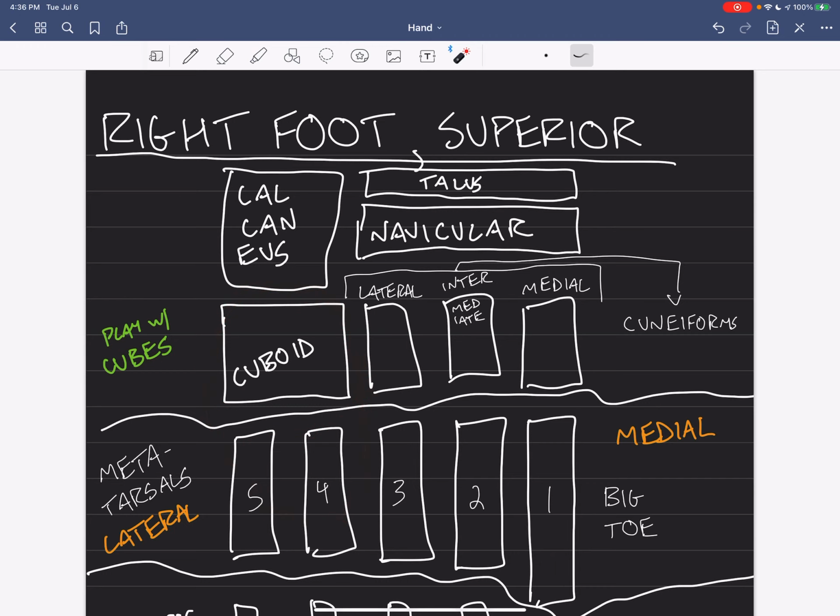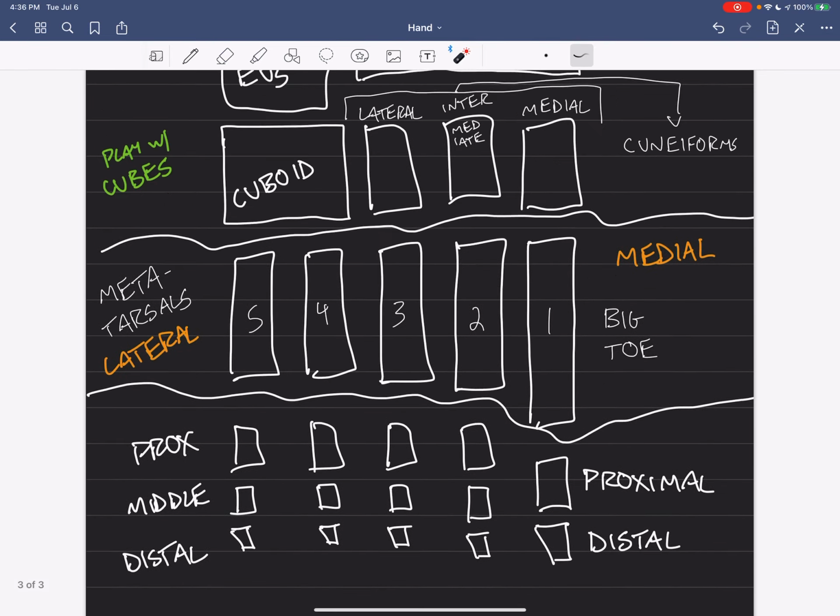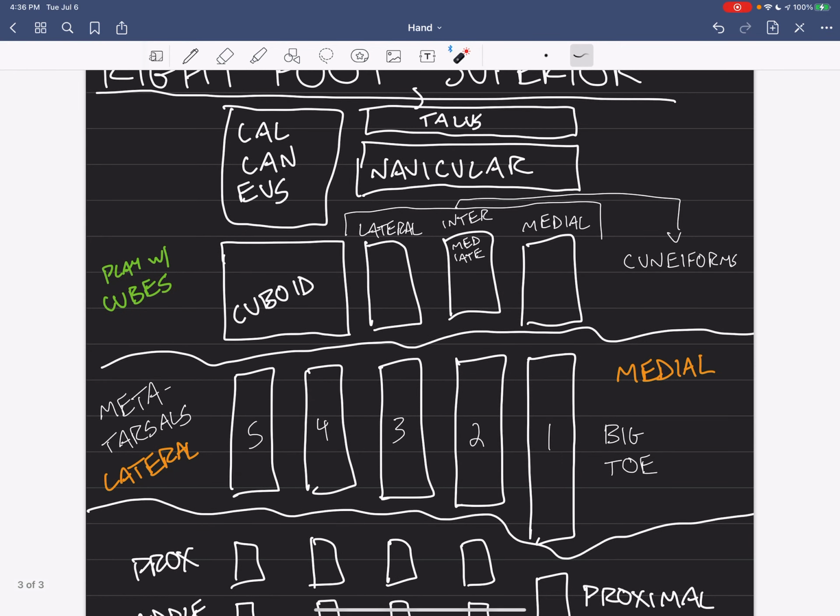But anyway, just remember, this is lateral. There's only 3. This one's not called middle like the phalanges. It's called intermediate. And then we have medial here on the medial side. So the medial cuneiform, intermediate, and lateral.